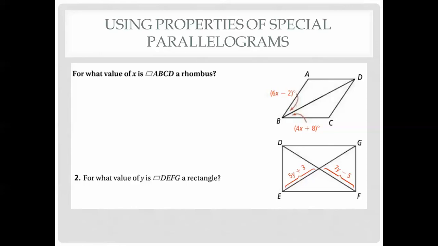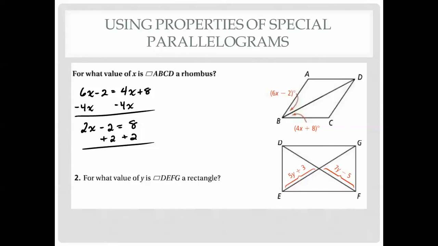Well, what do you think we're going to do with those 2 angle measures? The diagonal of a rhombus should bisect angle B there. So 6x minus 2 equals 4x plus 8. Subtract 4x from both sides. We get 2x minus 2 equals 8. Add 2 to both sides. 2x equals 10, therefore x equals 5.